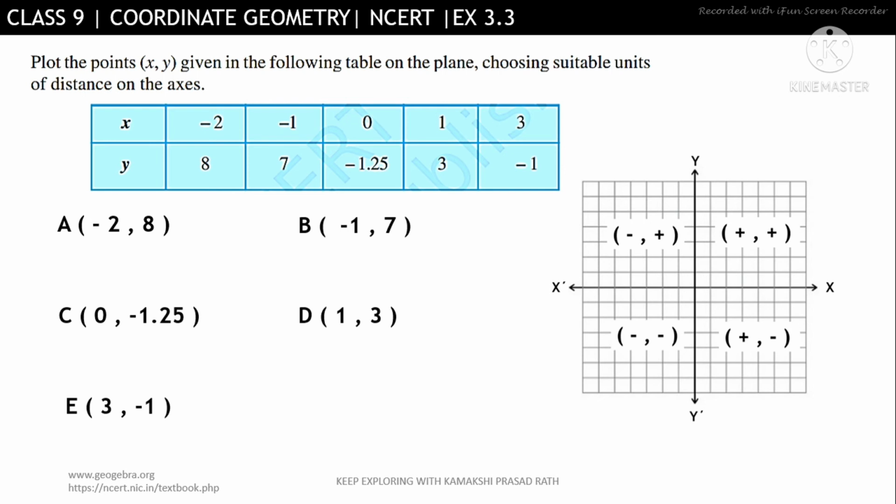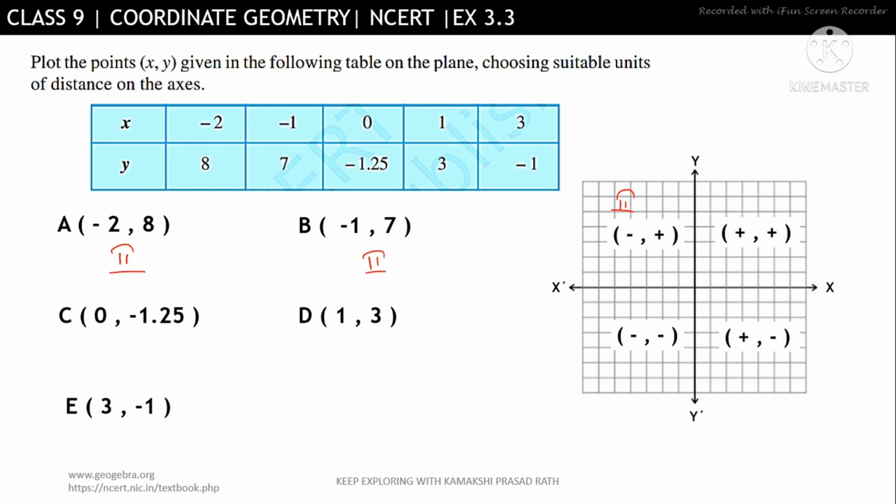As you can see here, first we have to know on which quadrant they will lie. Point A is negative and positive, and negative and positive is the second quadrant. So point A will lie in the second quadrant. Similarly, point B is also in the second quadrant, as we have negative and positive.